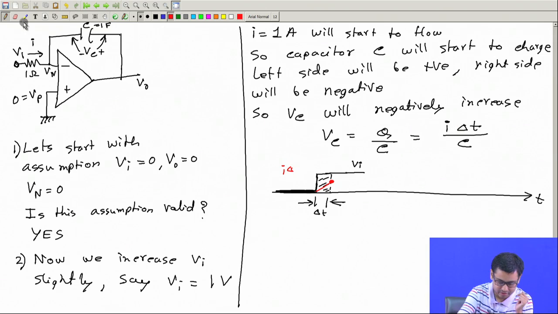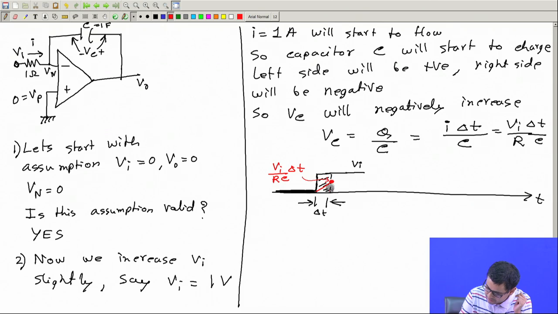Now in place of I we can write Vi by R. So this is I, this is the current, right? So therefore this height I will write as Vi by RC delta t. Vi by RC delta t. This is this height.